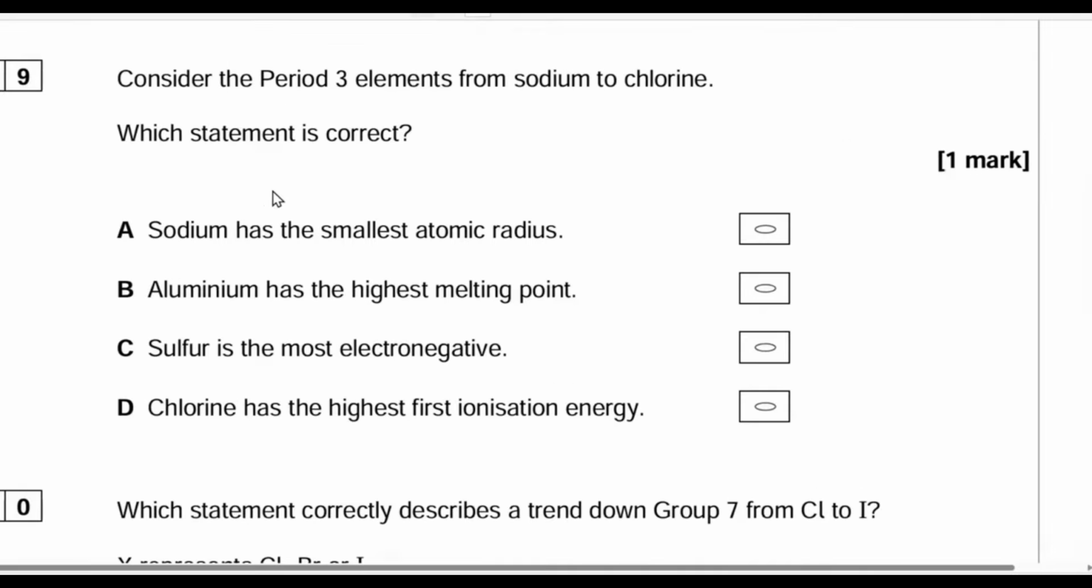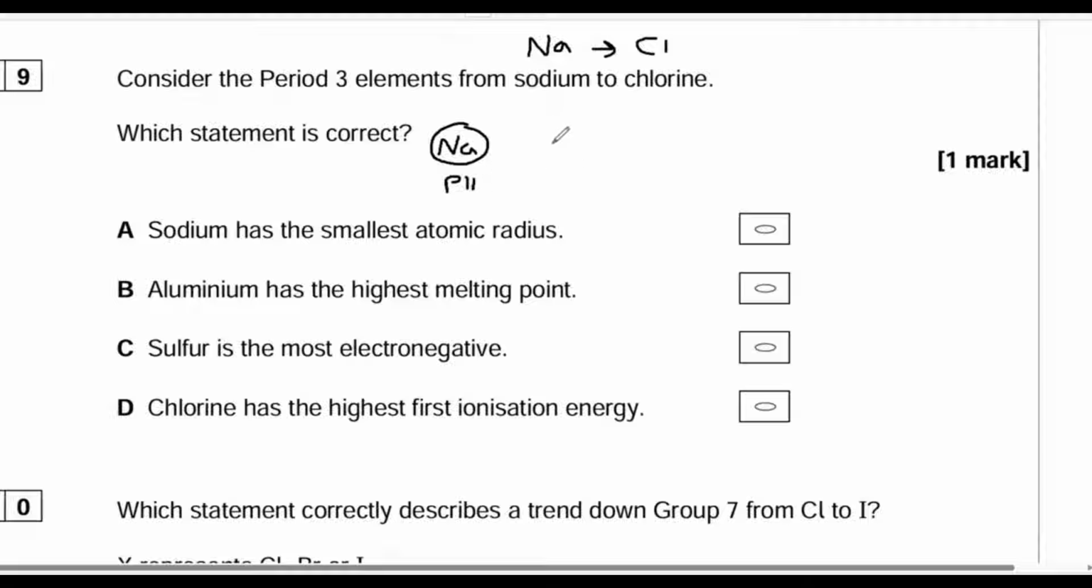Okay, enough of my waffle. Let's go on to question 19. Consider the periodic elements from sodium to chlorine. Which statement is correct? So from sodium to chlorine, does sodium have the smallest atomic radius, aluminium the highest melting point, sulfur the most electronegative, or chlorine the highest ionization energy? Pause, have a go. Okay, I'm going to go through the explanation.